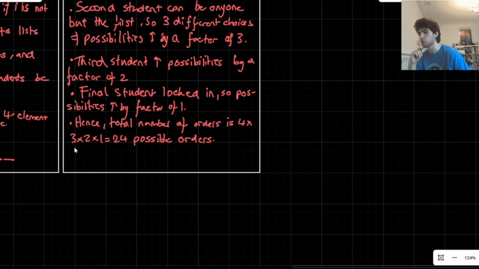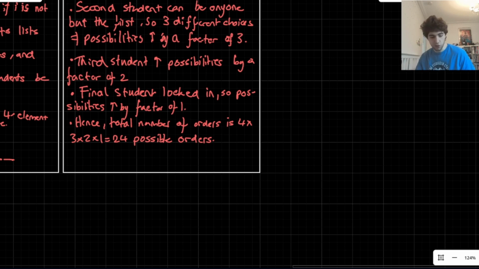Where C1 is 4, C2 is 3, C3 is 2, and C4 is 1, okay? C2 is 3 because in the second position, I'll always have 3 people to choose, regardless of whatever happened in the first position, okay? And they'll give me different lists, okay? And so we can actually just use the product principle here. That's exactly what I've done. I've done 4 times 3 times 2 times 1 to give me 24 possible orders, right? So hopefully that makes sense.